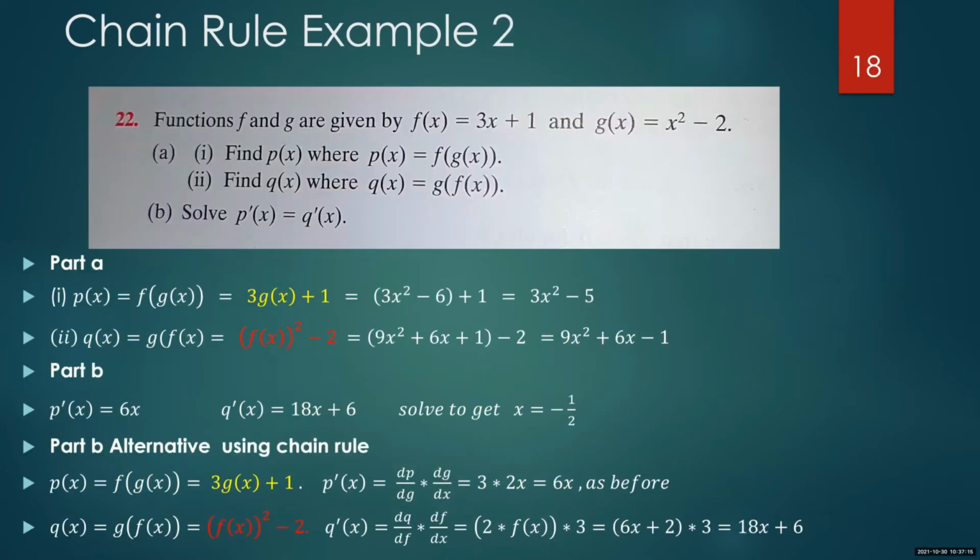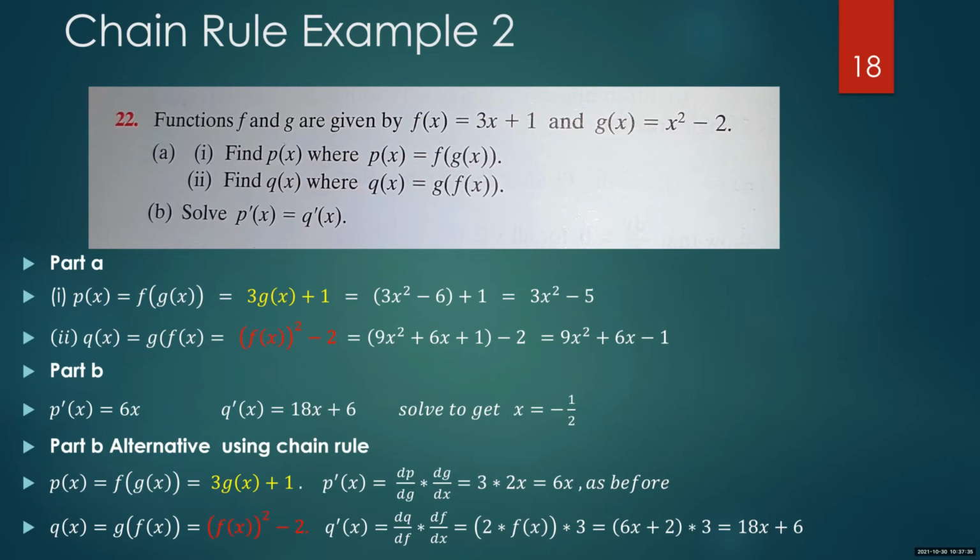So here's an example, functions f and g. This is a slightly more complicated chain rule example, which we're going to look at in two different ways. Functions f and g are given by f of x is equal to 3x plus 1, and g of x is equal to x squared minus 2.